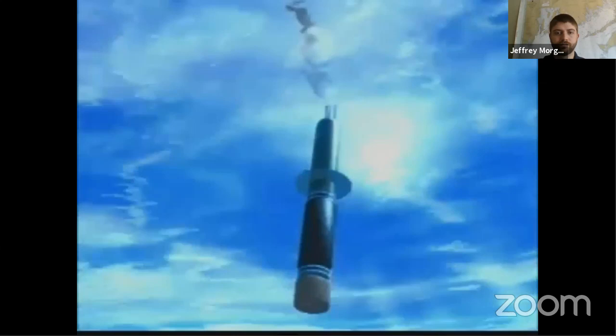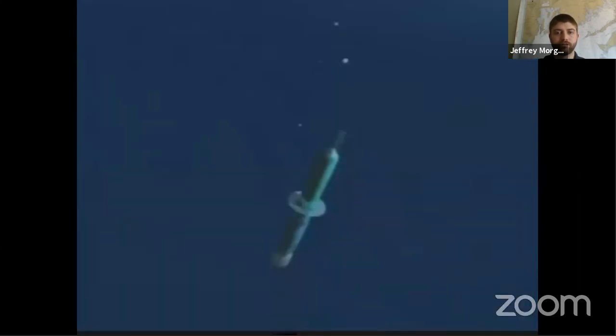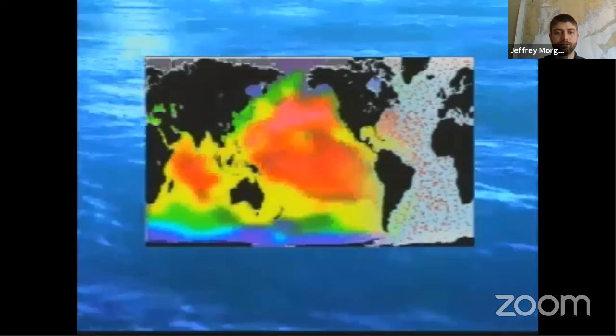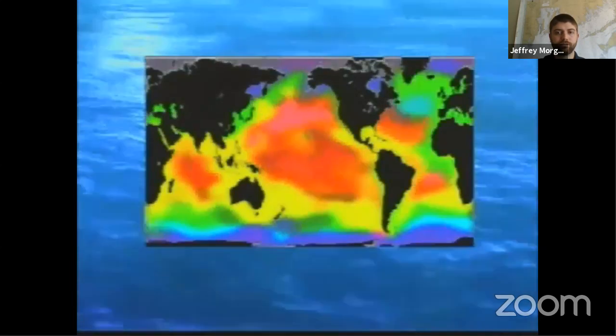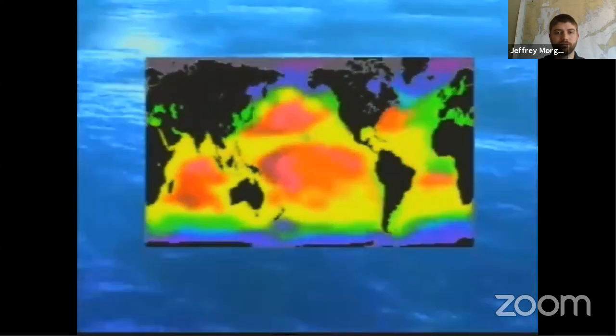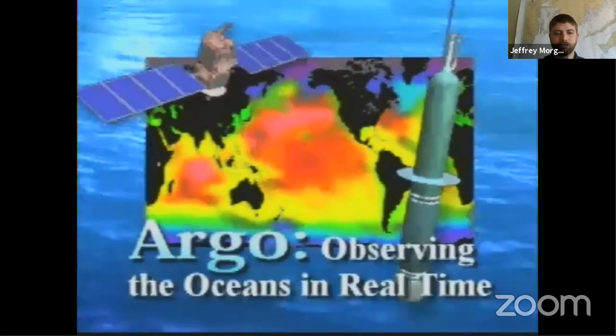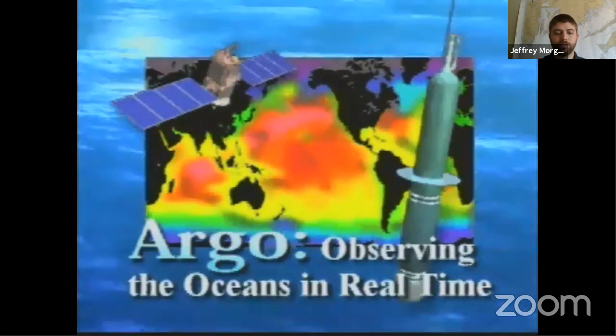After a short period, the float is ready for another cycle, a process it can repeat for more than 5 years. With 3,000 floats in a global network, the Argo program will supply real-time ocean data for immediate use in research and operational forecasting of marine and climate conditions worldwide. Argo, observing the oceans in real time.